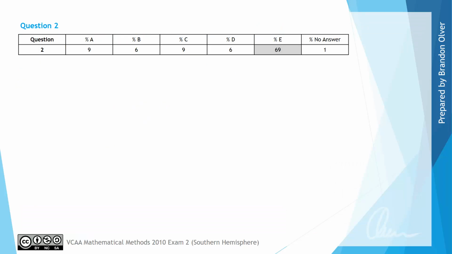From the examiner's report, we can see that 69% of students got this question correct, with another large portion of students getting one of the distractors as their answer. So just take care with a question like that, and remember that it's efficient to use a CAS calculator, as it also cuts out the likelihood of you making algebraic errors when working through a question like this.